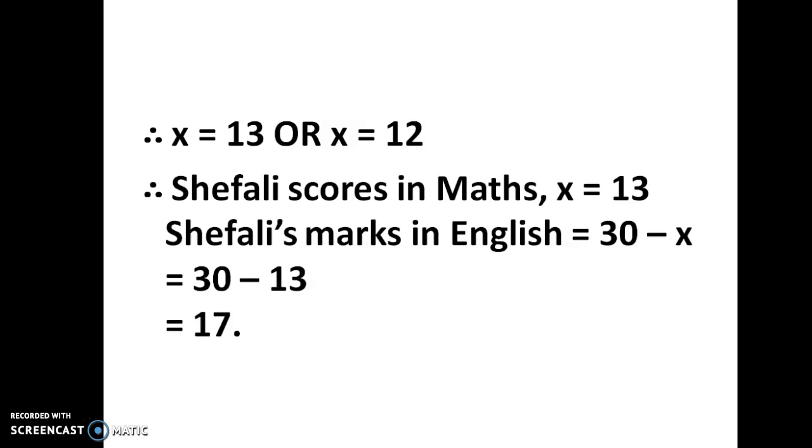So Shifali's marks scored in maths is x equal to 13, and in English we have to find out by substituting in 30 minus x. So the x is 13, no? So it is 30 minus 13, equal to 17.